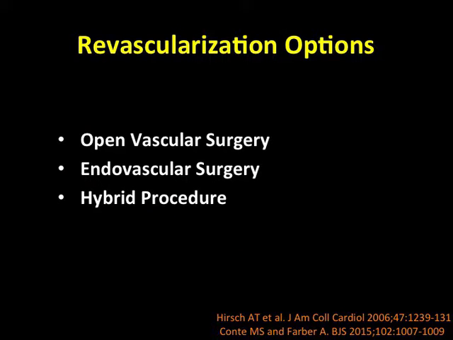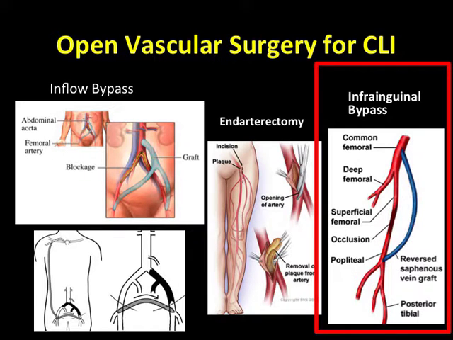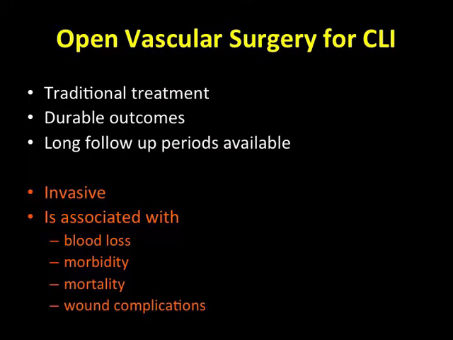When you talk about revascularization, there's open vascular surgery, there's endovascular surgery, and there are hybrid procedures, which are combinations of the two. In terms of open vascular surgery, we have inflow bypass that is sometimes necessary, something like an aortobifemoral bypass, and an endarterectomy, which is often necessary, typically in the common femoral artery. But the infrainguinal bypass is really the workhorse of open vascular surgery for critical limb ischemia when it's needed.